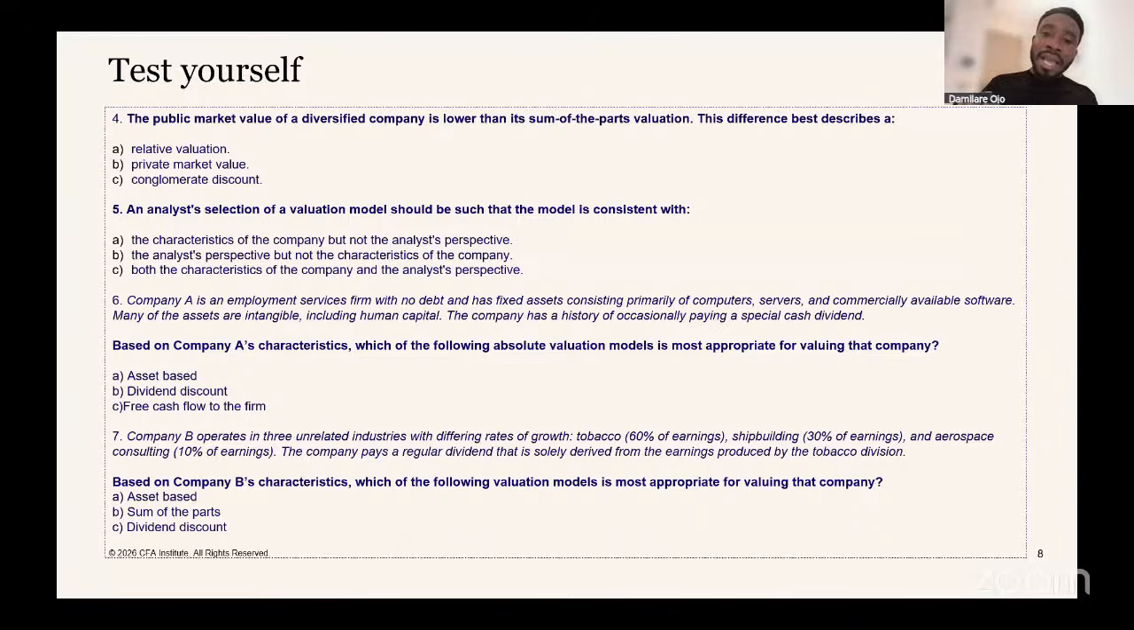The company has a history of occasionally paying a special cash dividend. Occasionally, which means this is not regular. And it's not even an ordinary dividend. So you have a special cash dividend. Now, based on Company A's characteristics, which of the following absolute valuation models is most appropriate for valuing that company? So which of the methods is most appropriate? So you have asset-based, you have dividend discount, you have free cash flow to the firm. Okay, what are our answers?